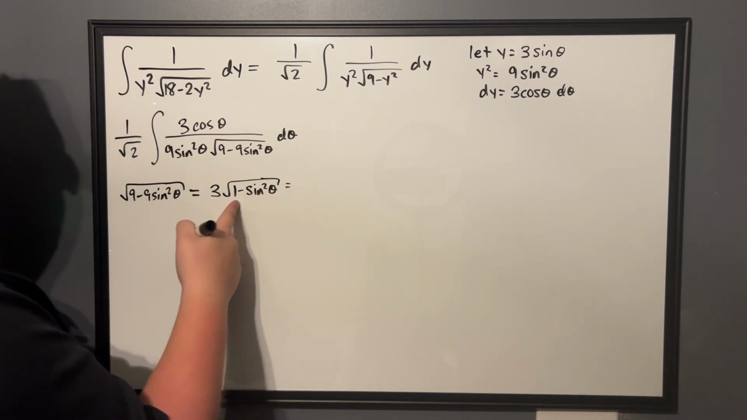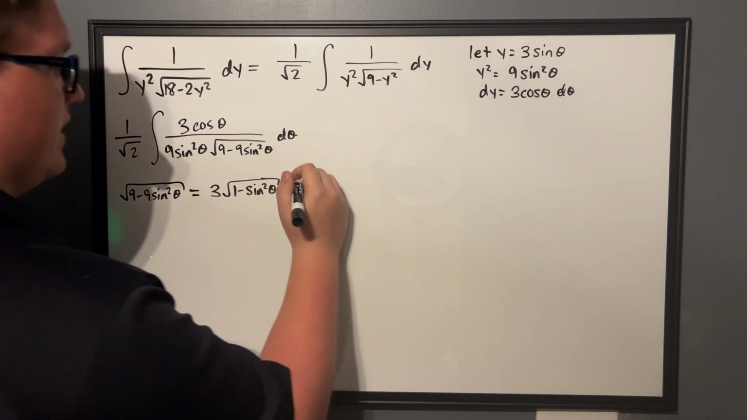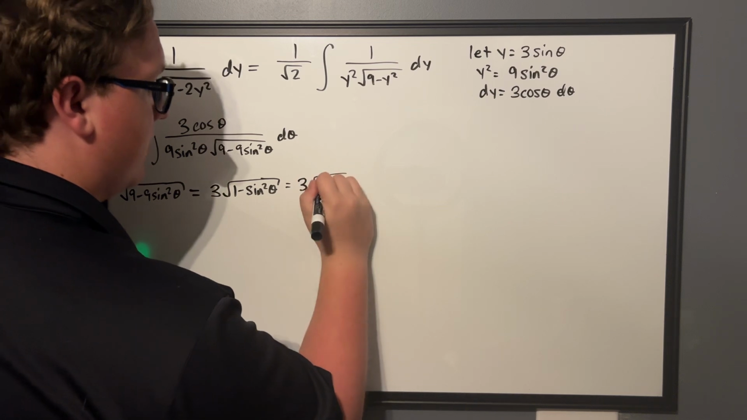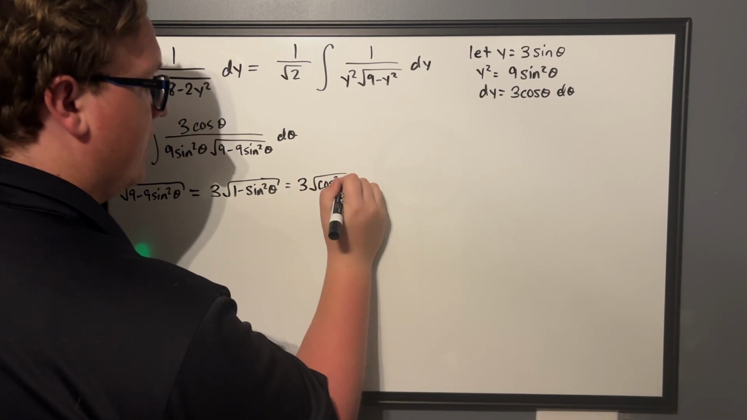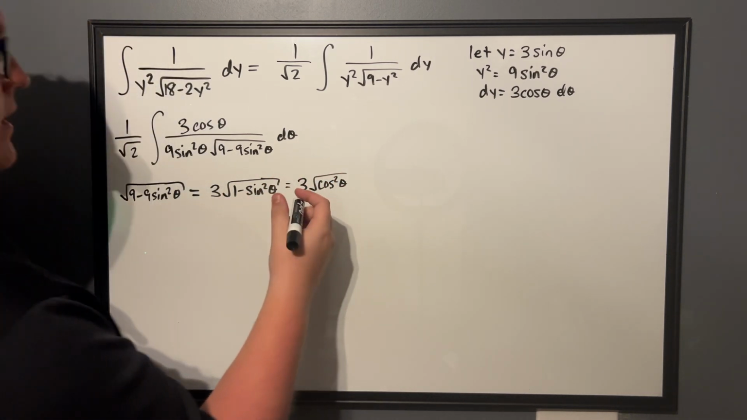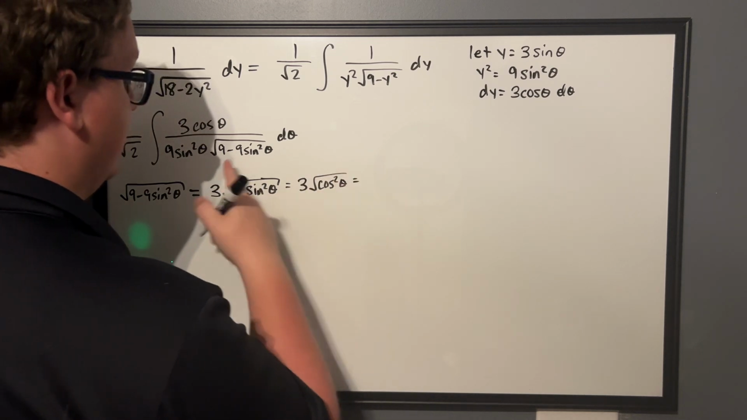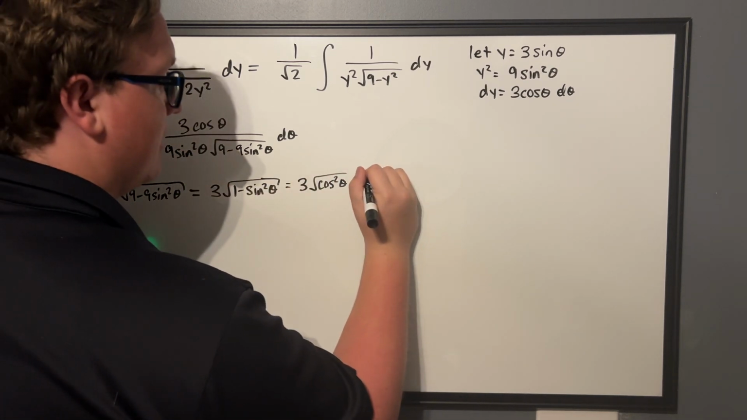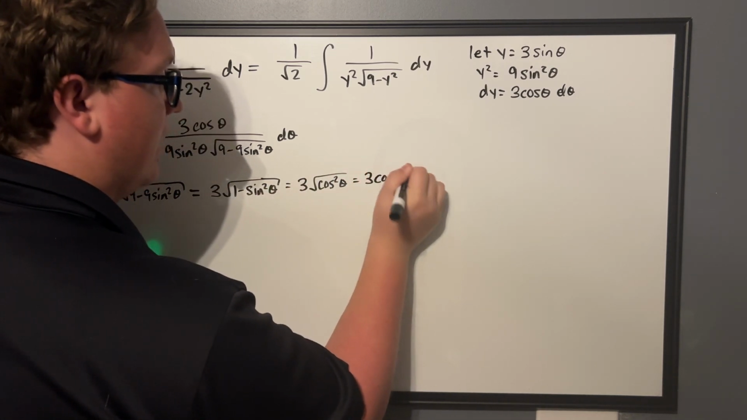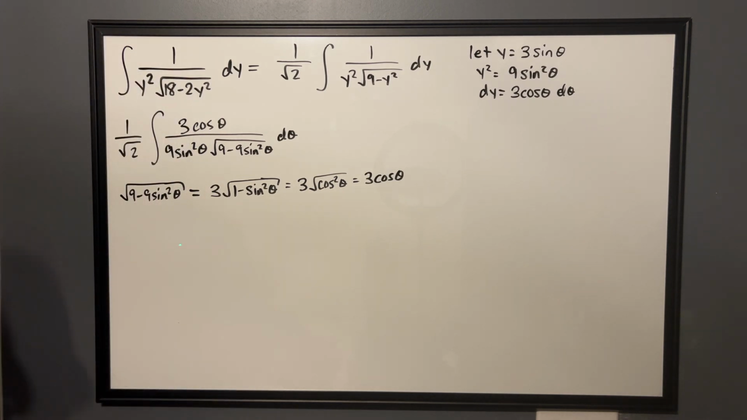And remember that 1 minus sine squared theta is cosine squared theta. So then we have 3 times the square root of cosine squared theta. And then, of course, the square and the square root we can cancel out. So this part of the denominator at least is just going to become a 3 cosine theta. And you can see how nice that is, right?